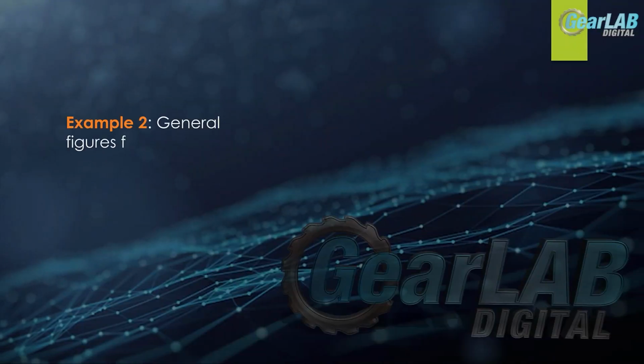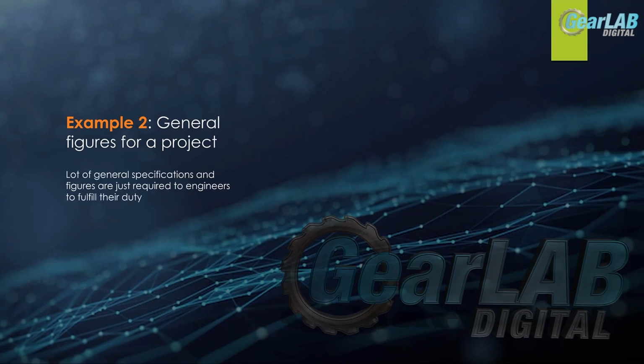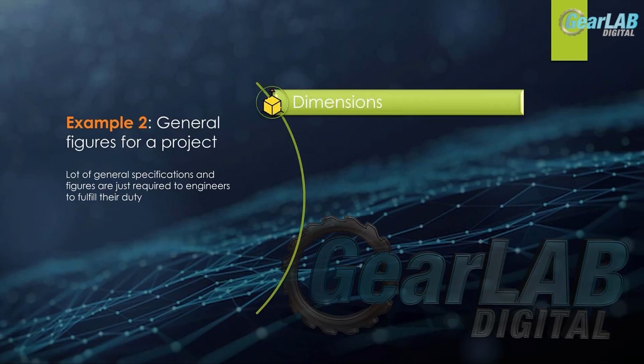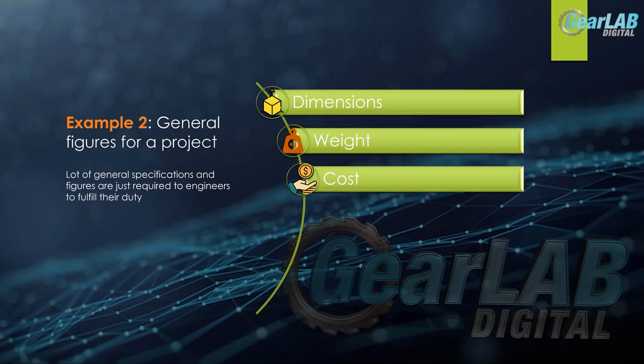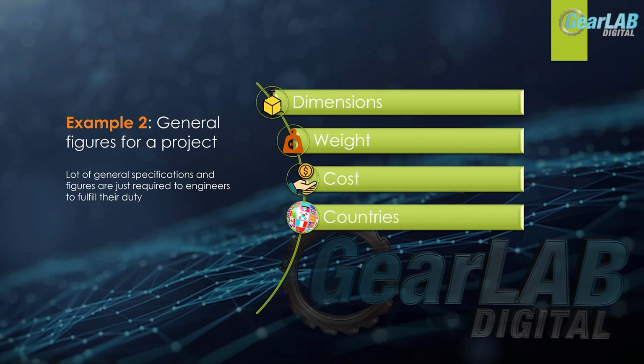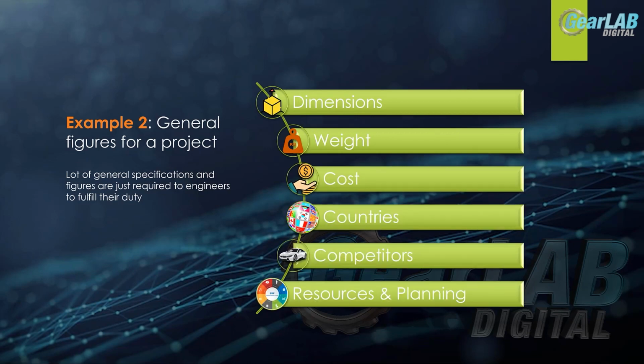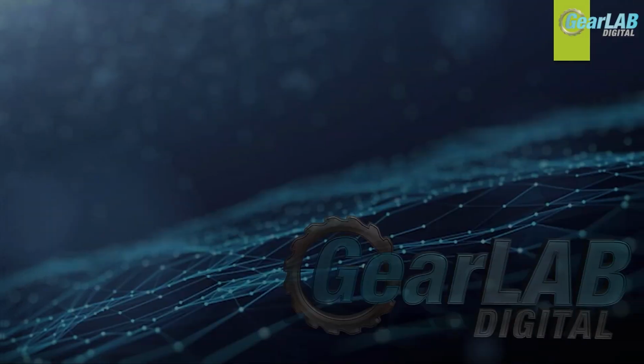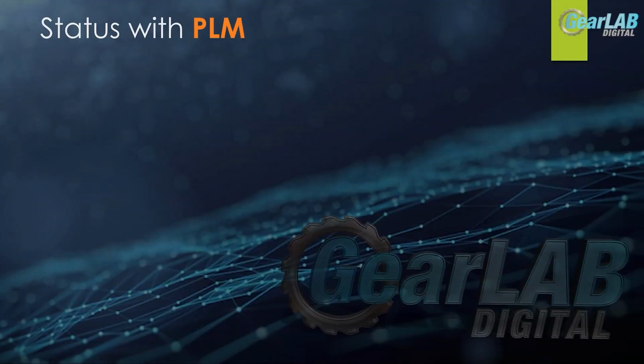Example 2, general figures for a project. Whatever the project, a lot of general specifications and figures are just required to engineers to fulfill their duty, like the dimensions, the weight, the production cost, target countries, competitors, resources and planning. All the figures you would find previously in a handbook, which do not exist anymore, presumed to be replaced by the PLM system. You believe it? Great! What is the real situation in PLM today?